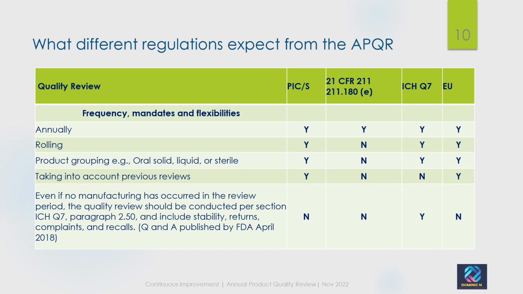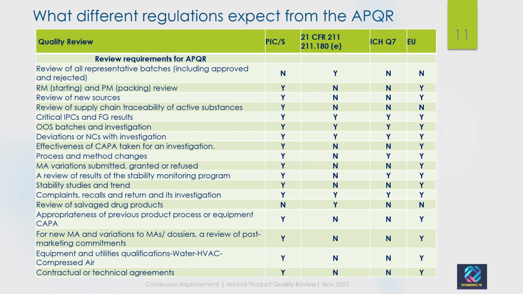If no manufacturing has occurred in the review period, the quality review should be conducted per section and includes stability, returns, and complaints, and it's only ICH Q7 that talks about this. So I'd advise that you put it in. Then it becomes a regulation, right? Review of all batches. This is at a minimum, you should do that.